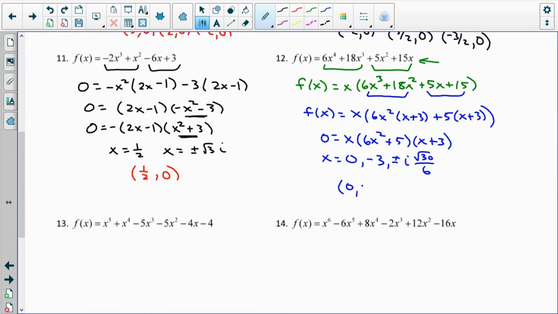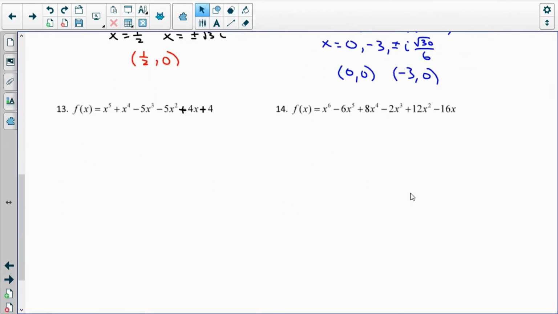I'm not going to write that as a real x-intercept because it's not. So I end up with those. The last two problems require you to do a little bit different stuff. So in number 13, I'm going to group these into 3 binomials instead of 2 binomials.